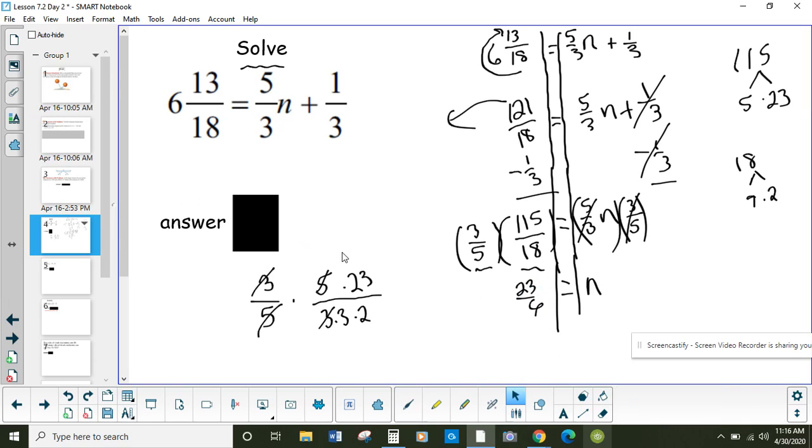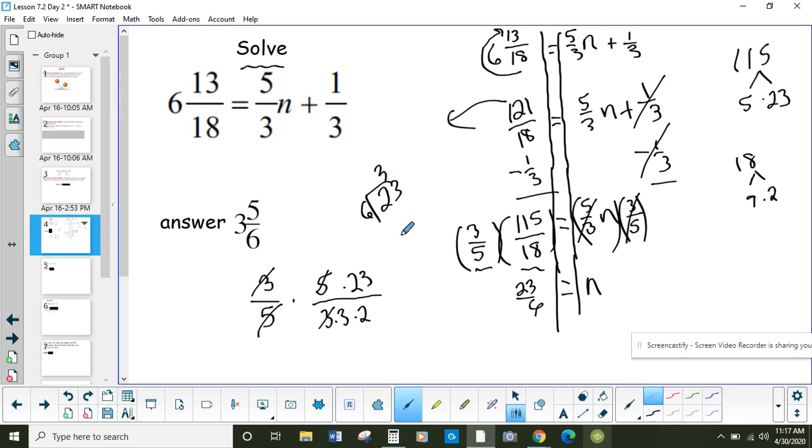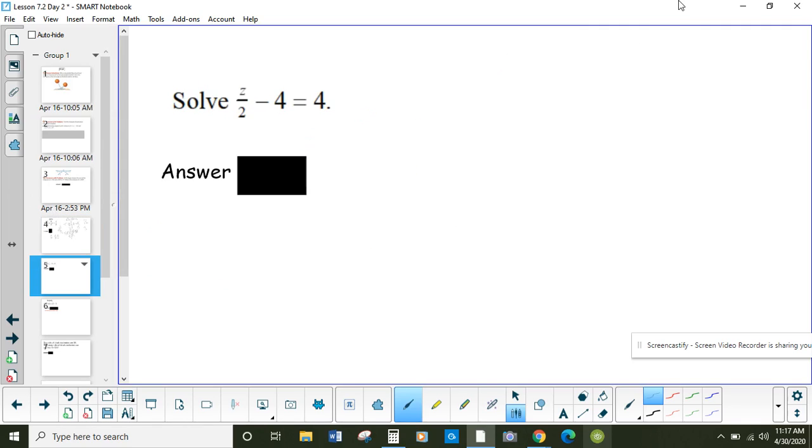And if you don't see your answer, this is a reduced answer. It's done. But if you don't see your answer because they converted it, then you can convert too. You go in and out, right? 6 goes into 23 3 times. Subtract, we get the same answer. I want you guys to pause the video, solve the next equation.